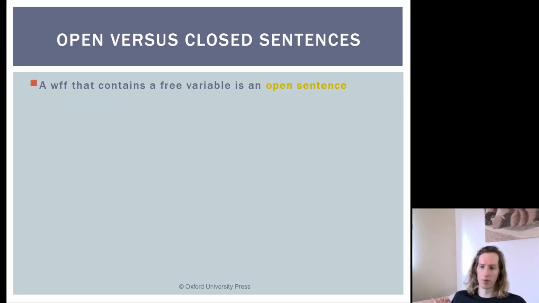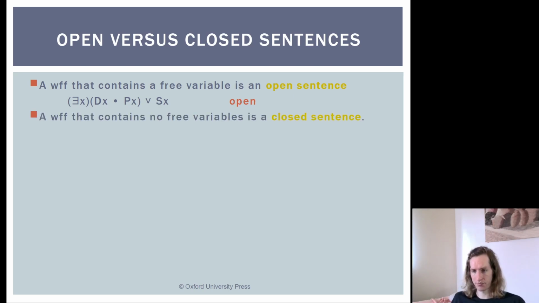So a well-formed formula that contains a free variable is an open sentence. So here, even though one of the subformulas in this well-formed formula is closed, the first disjunct, which says there's at least one x, Dx and Sx, because the major operator here is the disjunction, and because one of the disjuncts is an open sentence, in this case Sx, then the entire thing is going to be an open sentence.